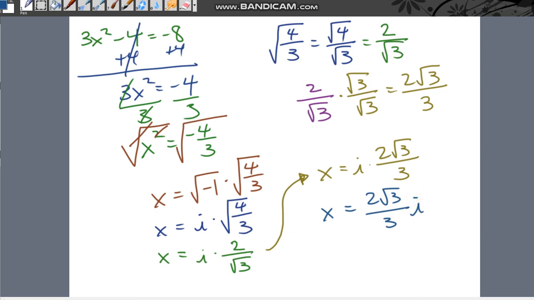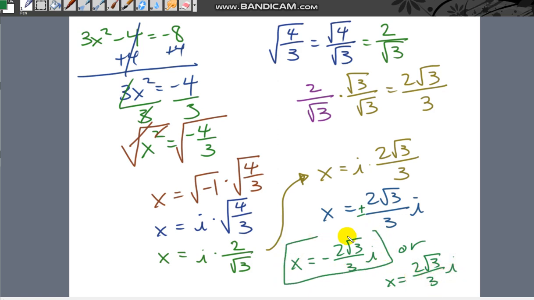Alright, so if we were to write our final result, again, anytime you take the square root of something, you want to consider both the positive and negative solutions. So we have x equals negative 2 square root 3 divided by 3i, or we get x equals positive 2 times square root of 3 divided by 3i. So that is basically how you would do something like that.